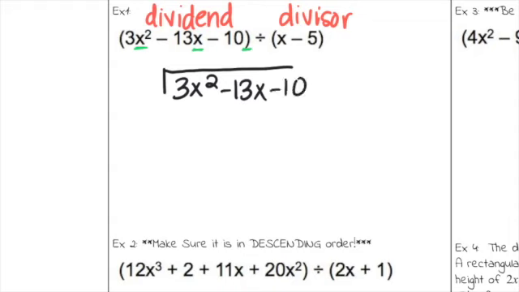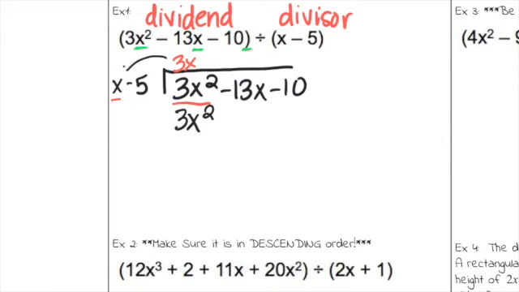So my divisor also has to be in order. And in any placeholders, I'm going to put x minus 5. All right, so at this point, we're going to look and say, okay, I have x. What do I need to multiply x by to give me 3x squared? Well, x times what gives me 3x squared is going to be 3x itself. So 3x times x will give me 3x squared when we multiply it back out.